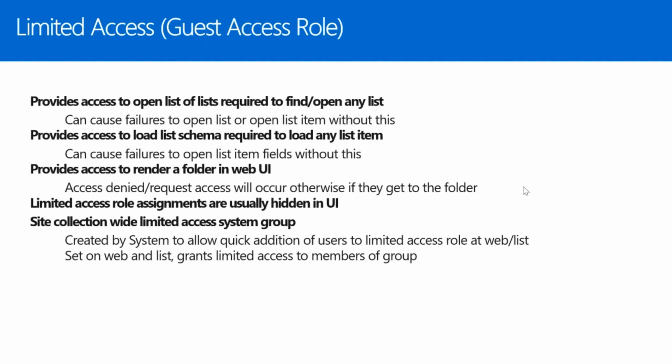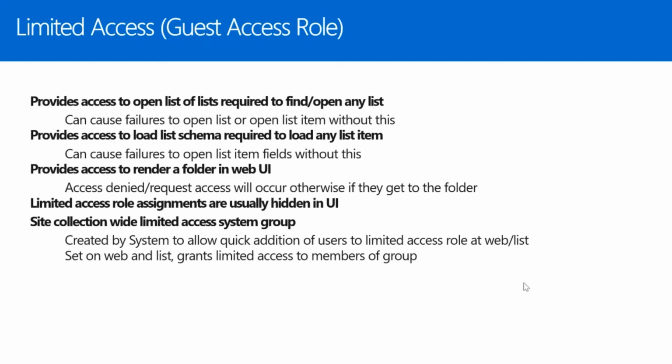So the first thing to know about this permission level is that it's not visible when you go and check the default permission levels from the permission settings page. So it's basically a hidden permission level. It's hidden from the user interface, and it only gets assigned to the user on a subsite or list or folder level when the user is given a fine-grained permission on the list item or the document.